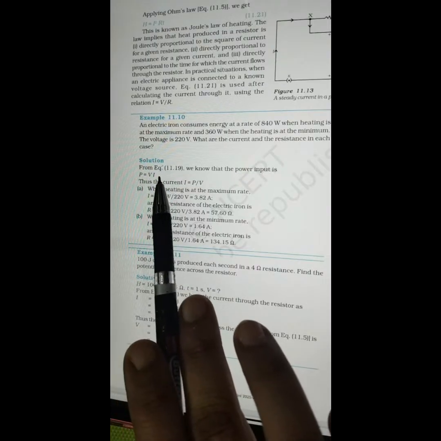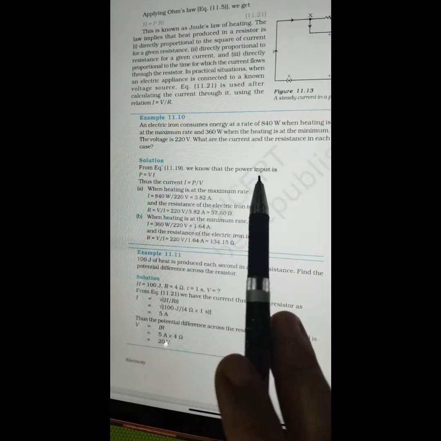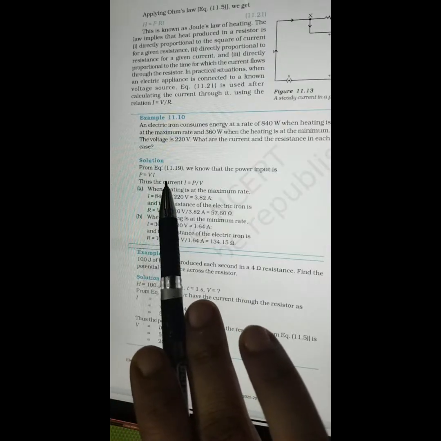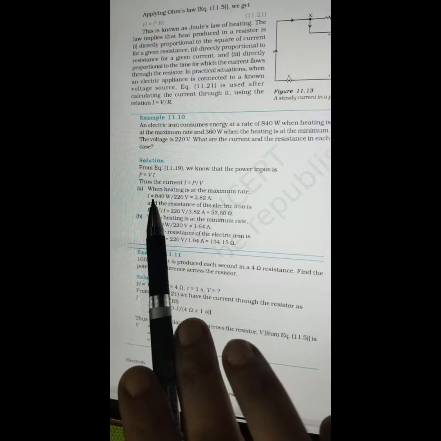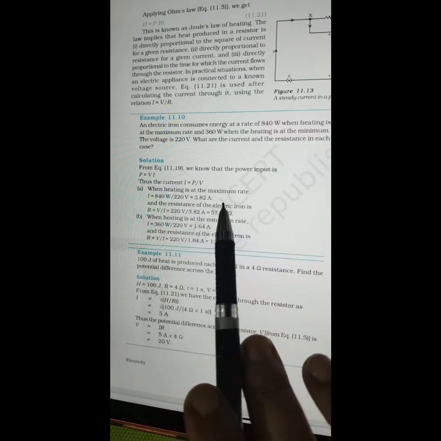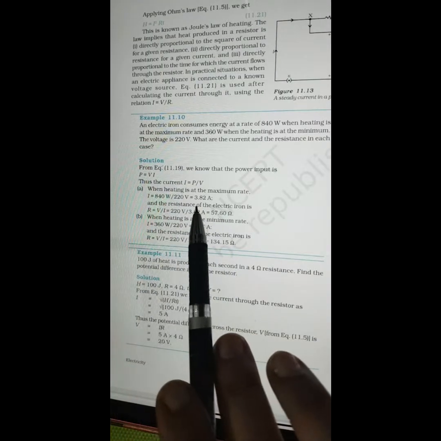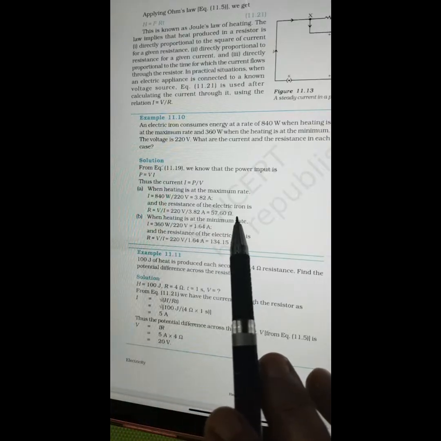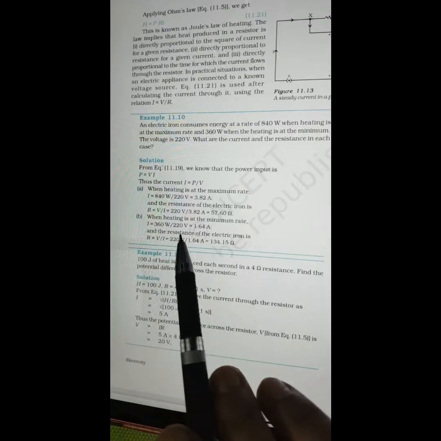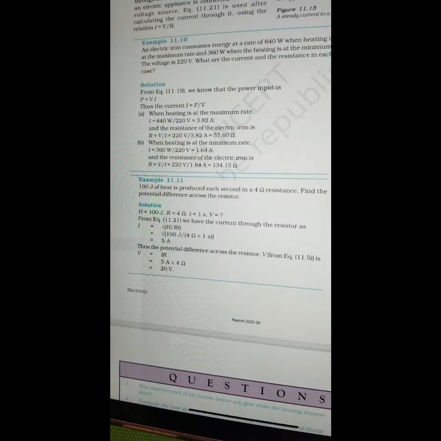So from equation 11.19, we know that power input P is equal to VI, thus the current I is equal to P by V. So I can be calculated when heating is at the maximum rate. After putting the values, I comes out to be 3.82 ampere, and the resistance of the electric iron R is equal to V by I. So it can be calculated as 57.6 ohm.